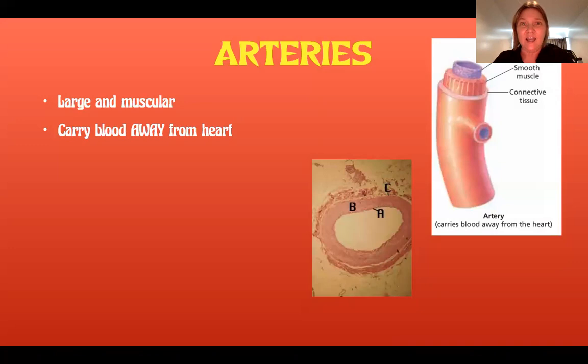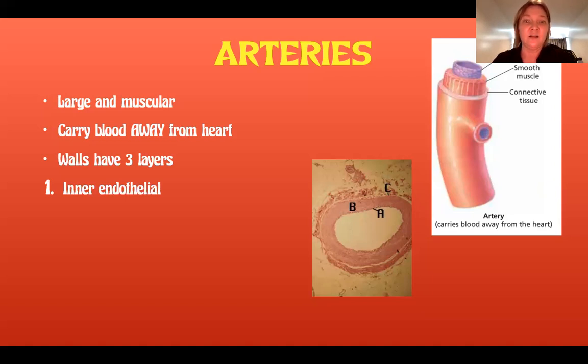There are three types of blood vessels in your body. You have arteries, veins, and capillaries. Arteries are large and muscular, and they carry blood away from the heart. There are three layers to the walls of the arteries. You have an inner endothelial layer. Remember, thelial is part of the lining that I talked about, like epithelium, and endo meaning inside.